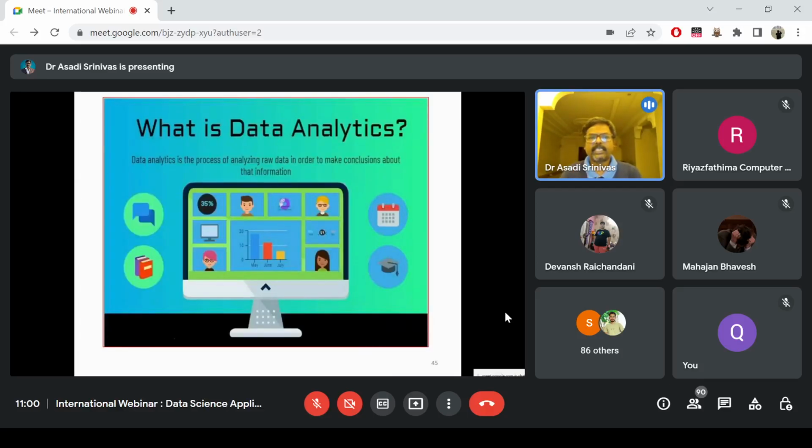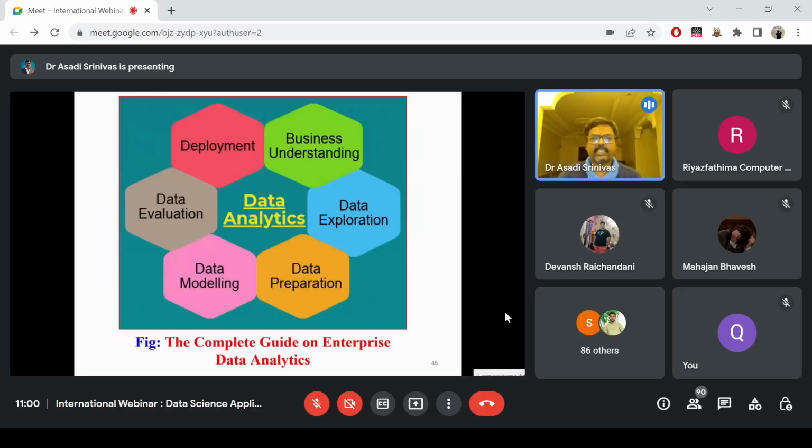So what is the exact meaning of data analytics? Data analytics is the process of analyzing raw data, maybe audio, video, text, graphics, animation, in order to make conclusions about that information. That means you are taking a good decision based on the analysis. That is called data analytics. In the complete guide on enterprise data analytics, we follow these 6 steps. First, understand the problem. That is called business understanding.